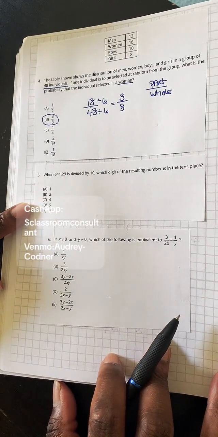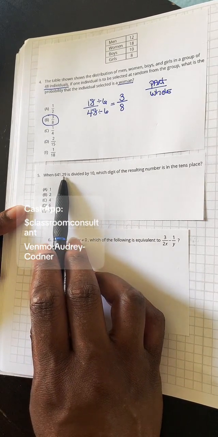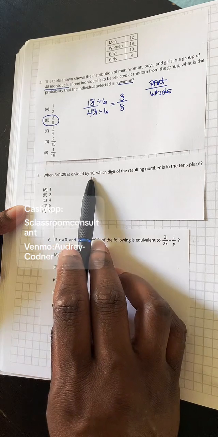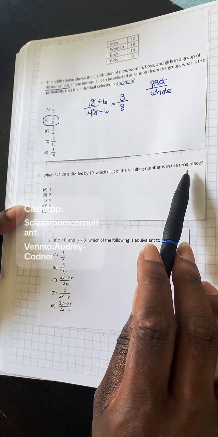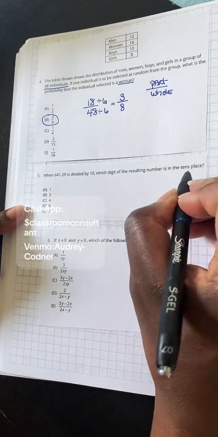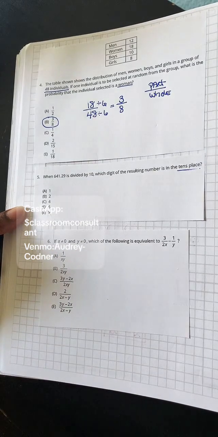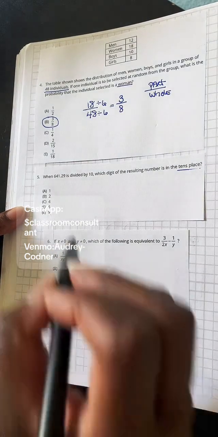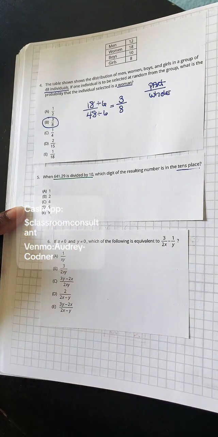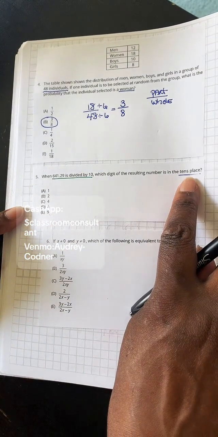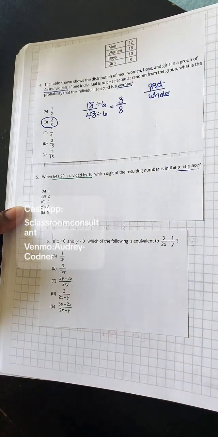Now for the next one, when 641 and 29 hundredths is divided by 10, which digit of the resulting number is in the tens place? Ooh. So a couple things are happening here. We need to divide this by 10, and then we want to know which digit is going to be in the tens spot.